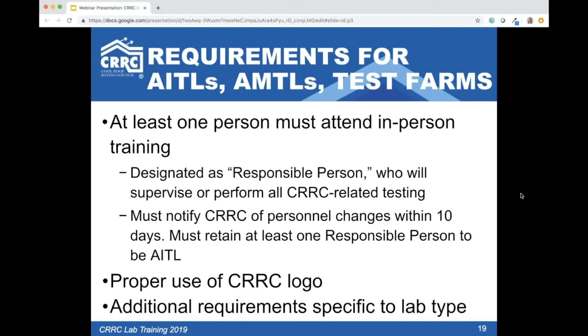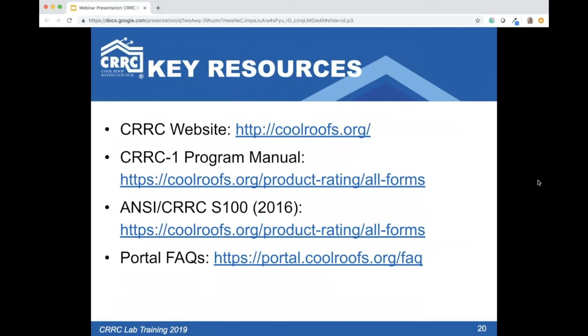To post on our directory. So also, we have the CRRC rated products logo, we have the CRRC member logo, accredited test farm logo. Making sure that those are used properly is a condition of continuing to be an AITL, AMTL, or test farm. And again, as I mentioned, there are more specific requirements for each lab or test farm type. But if you have specific questions about those, you can either take a look at the CRRC-1 program manual or, of course, reach out to me with questions.